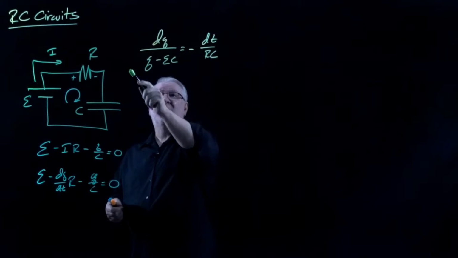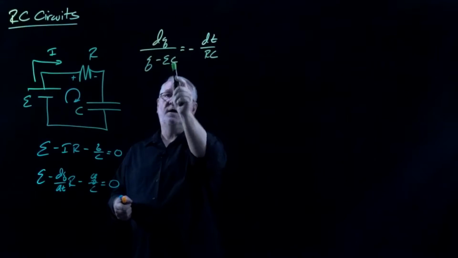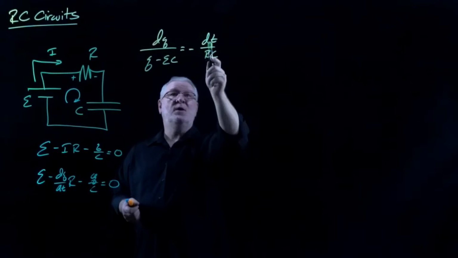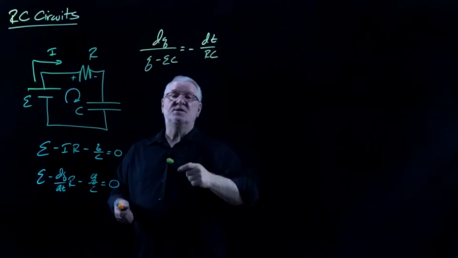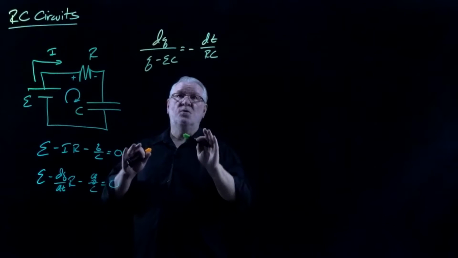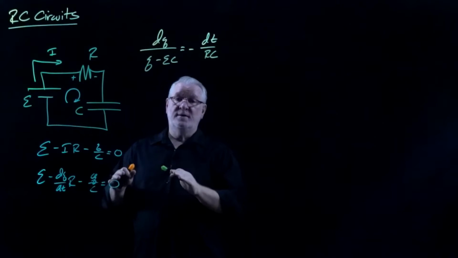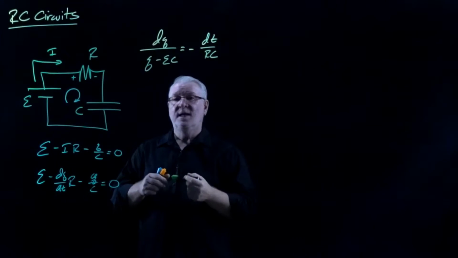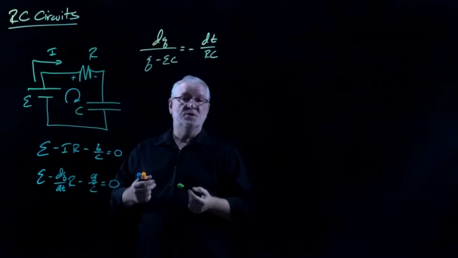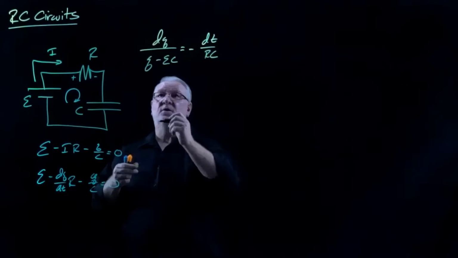If I wanted to integrate the left side, this is just a natural log of the function in the denominator. And if I want to integrate the right-hand side, it's just dt over a constant. So these are easy to integrate, and that's why this is a solvable differential equation. Let's apply the integrals to both sides and also include the limits of integration.